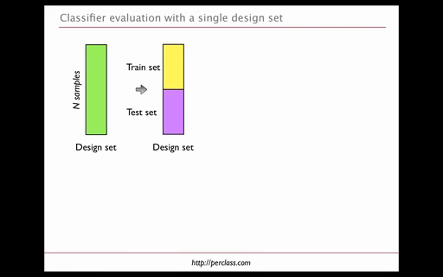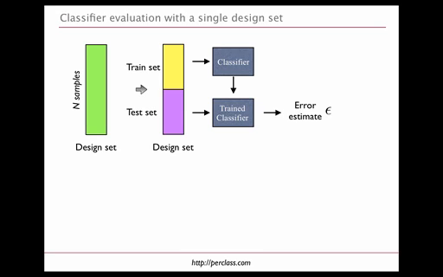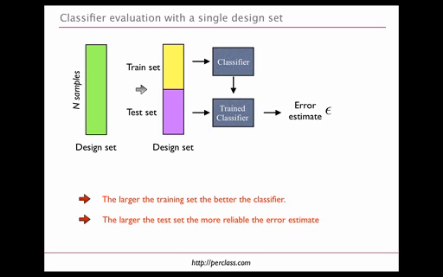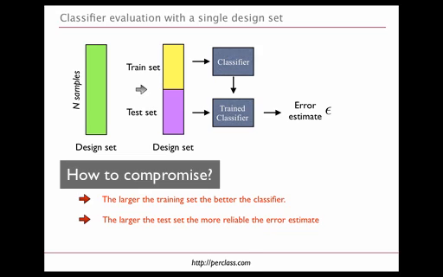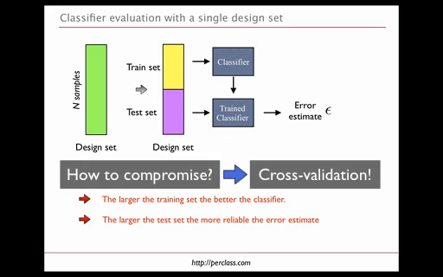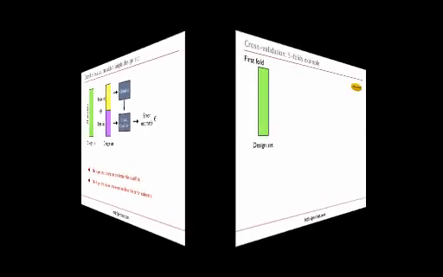We may split the data samples randomly, for example 50-50. We train the classifier on one set and evaluate on the other. The larger the training set, the better the classifier. The larger the test set, the more reliable the error estimate. How to combine these opposite needs? The cross-validation is a tool that helps us with that. Let's see how it works.